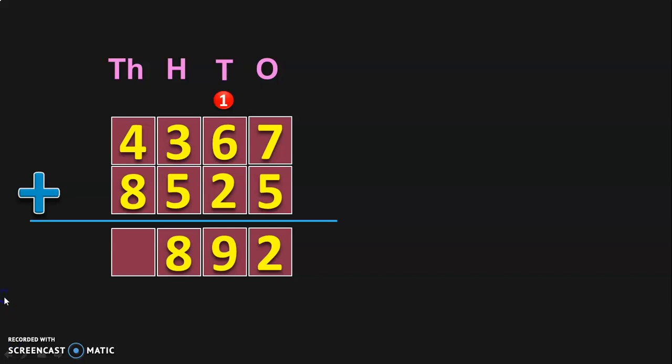4 plus 8 will give you 12. So retain the 2 in the thousands place and take the 1 to the next new place value, 10,000. So here we see that addition of two 4-digit numbers will sometimes give you a 5-digit number when you regroup the digits in the thousands place.